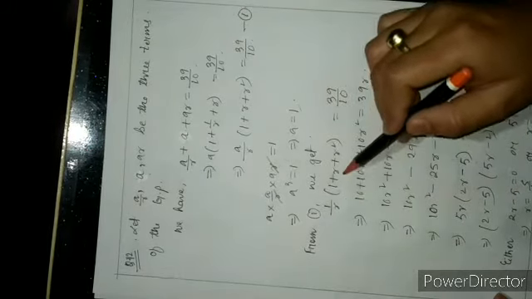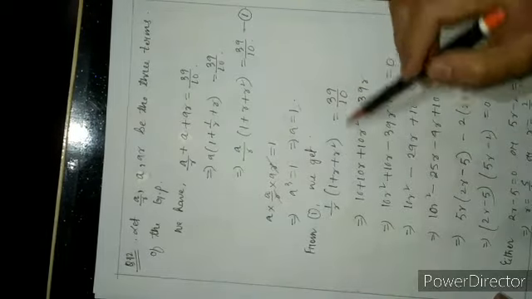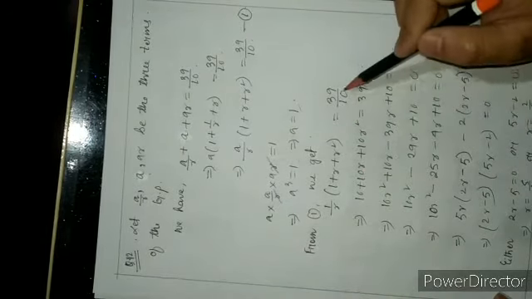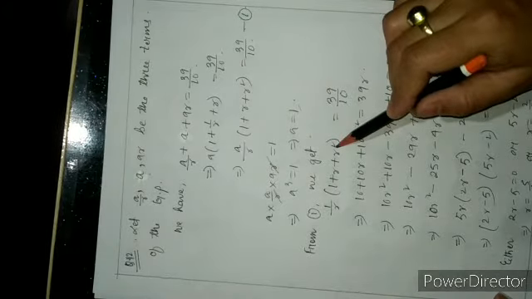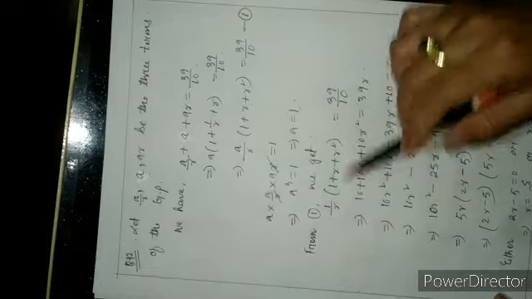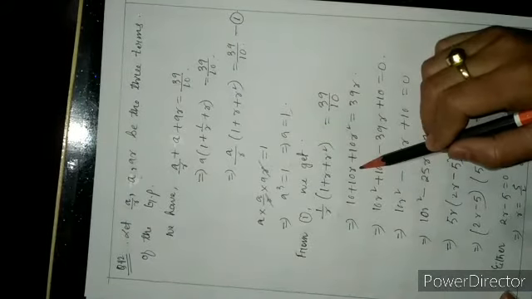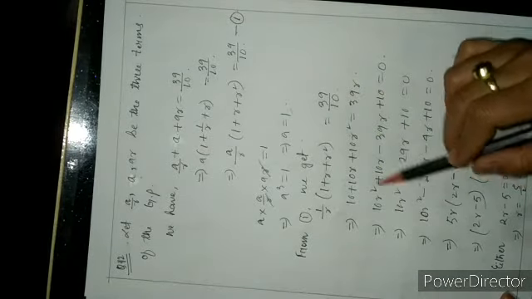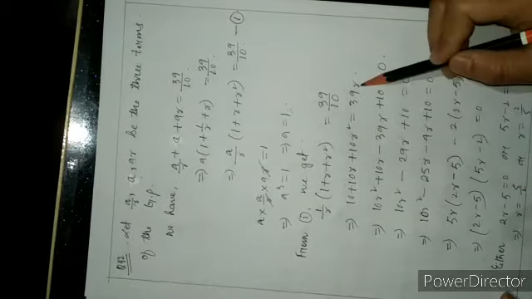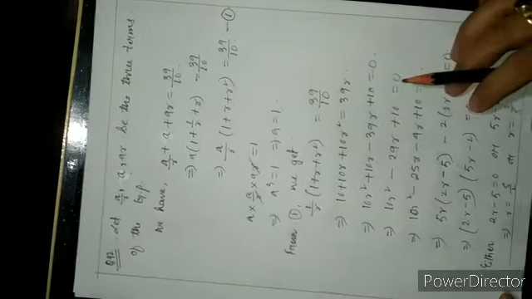1 by R times (1 plus R square) is equal to 39/10. Multiplying 10 by (1 plus R square) and 39 by R, after cross multiplication we get 10 plus 10R square is equal to 39R. Transposing the terms, 10R square minus 39R plus 10 is equal to 0.